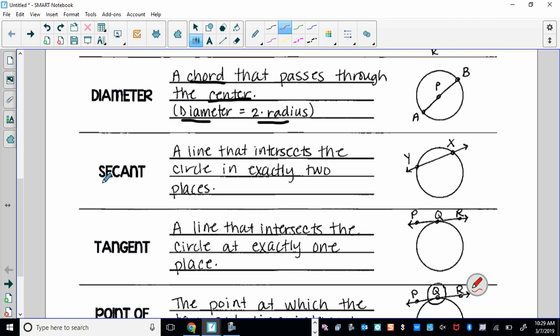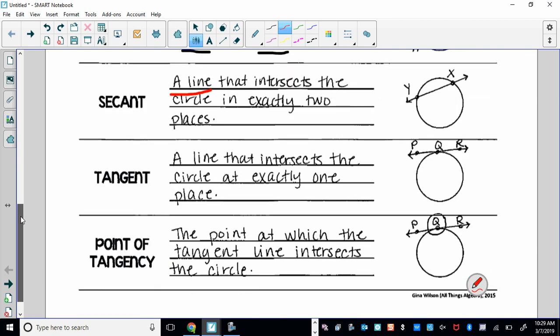Okay? A secant is a line. Okay, this is a line intersecting the circle in exactly 2 points. So when you extend a chord, it becomes a secant. A tangent is a line that intersects at exactly 1 point, only one. A secant intersects 2 points, a tangent only intersects at 1 point.